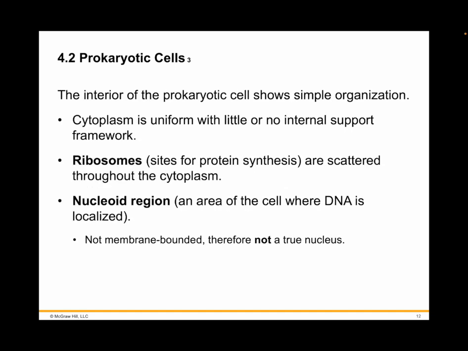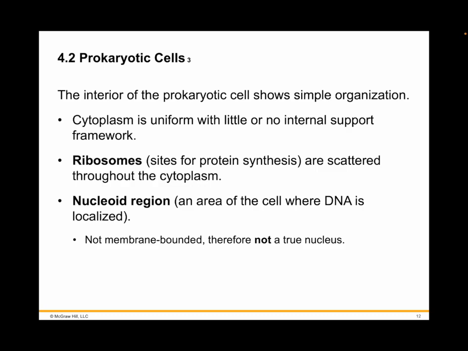If you were able to peer into a prokaryotic cell, you would be struck by its simple organization. The entire interior of the cell is one unit. There are no internal compartments, that is, no membrane-bound organelles, and little to no internal support. Scattered throughout the cytoplasm of prokaryotic cells are structures called ribosomes, the small spherical structures you see in figure 4.5 on page 69. Ribosomes are the site where proteins are made, and they lack a membrane boundary. They're not a membrane-bound organelle.